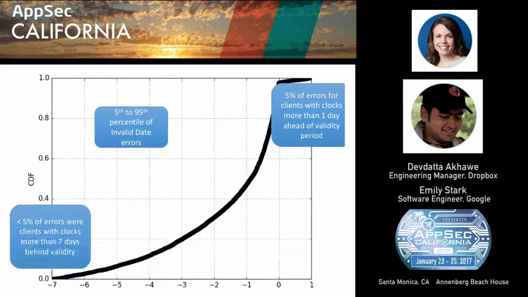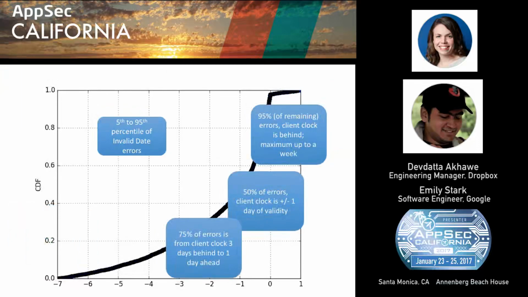Now let's go through the actual graph that we saw. For 95% of the remaining errors, the client clock is at most a week behind, meaning the client clock is behind the valid OCSP response, so the client is seeing an OCSP response from the future. If you go plus or minus 1 day of validity, 50% of errors are covered. And 75% of the errors are covered in the 3 days behind, 1 day future scenario. So the vast majority of errors are covered by being off by just a few days here and there.